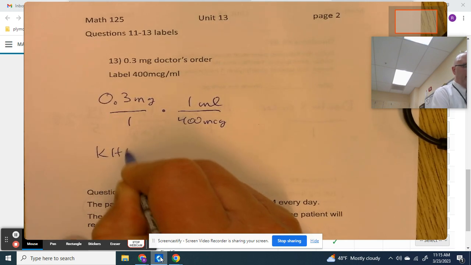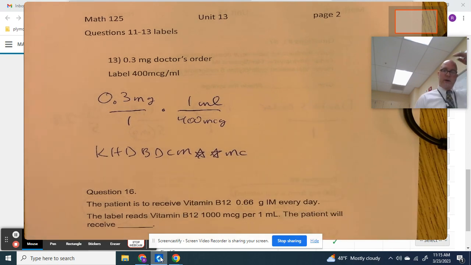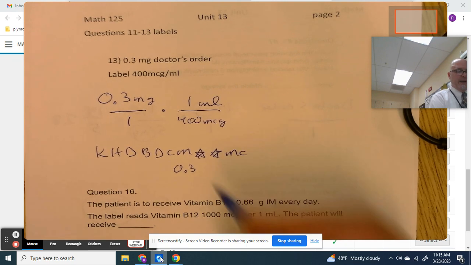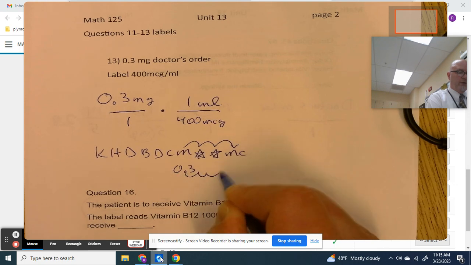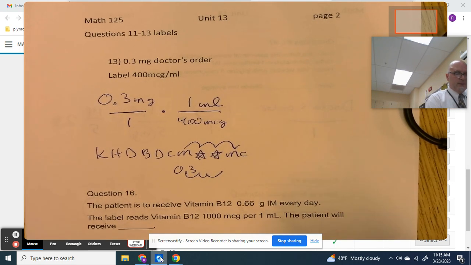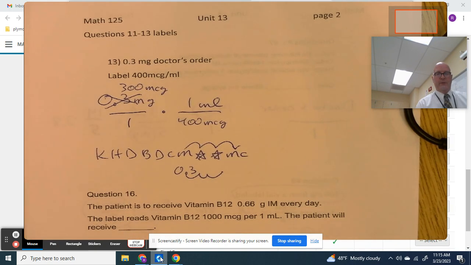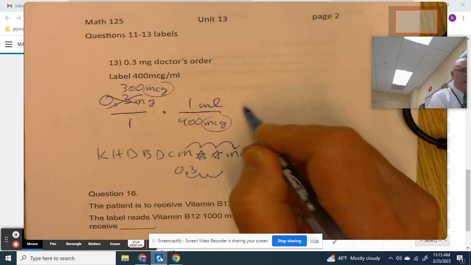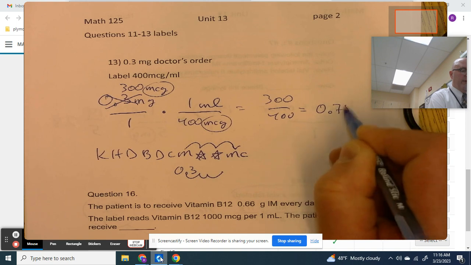So milligrams and micrograms have a place where they make a connection because micrograms are 3 away smaller than milligrams. So if I have 0.3 milligrams and I want to go to micrograms, I have to move my decimal place 1, 2, 3 spaces. So this new number becomes 300 micrograms. Now everything is set up for my success. If I circle micrograms and micrograms, that turns out to be 300 over 400, which turns out to be 0.75 ml.